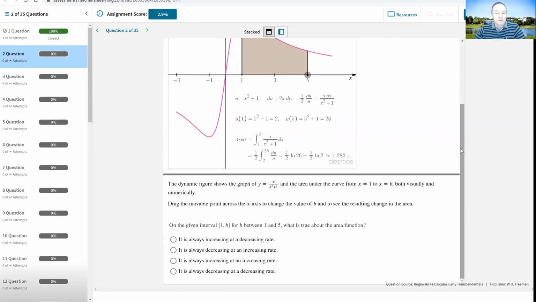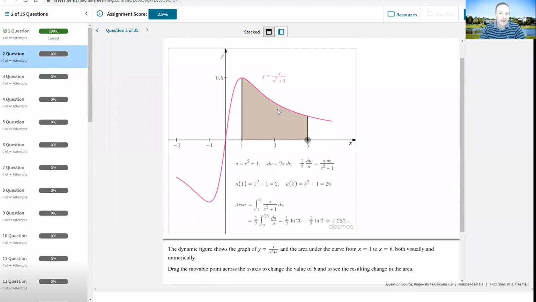Now let's see, there's 2 in which it says the area is increasing. So the first one says that the area is always increasing at a decreasing rate. That's true. The area is increasing, but as x goes on, I'm adding less and less area to it because the height of the curve is getting smaller and smaller. So even though I'm adding more and more area, I'm adding area at a slower and slower pace. So I'd say it's the first choice.